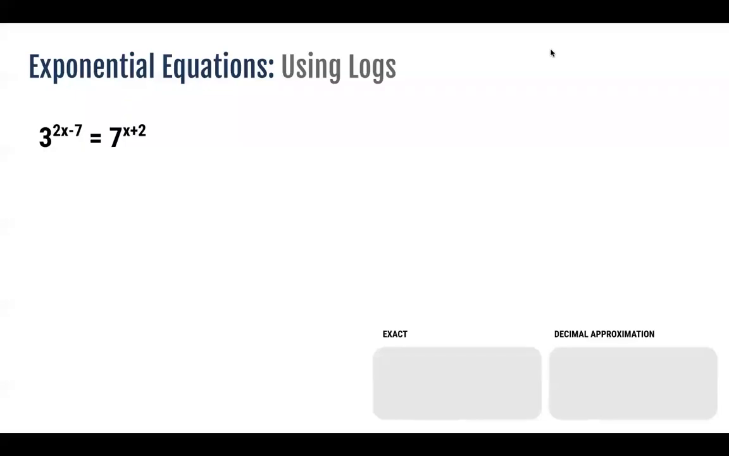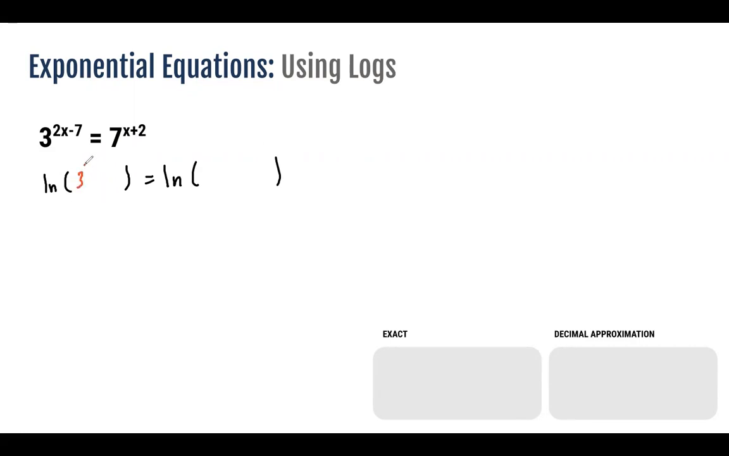Now this one will require a bit more work. As you can see, no common base can be found. So we have to use logarithms in order to solve that exponential equation. I'm going to use the natural logarithm. I have a subspot for the natural logarithm. So I'm going to write the natural logarithm of what we already have here.